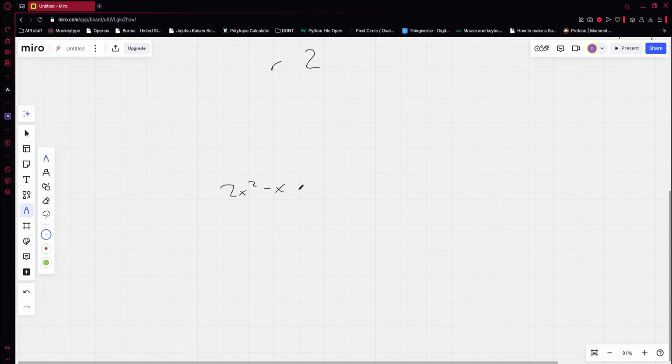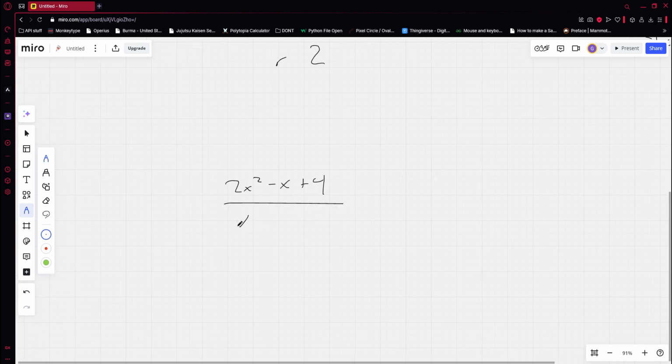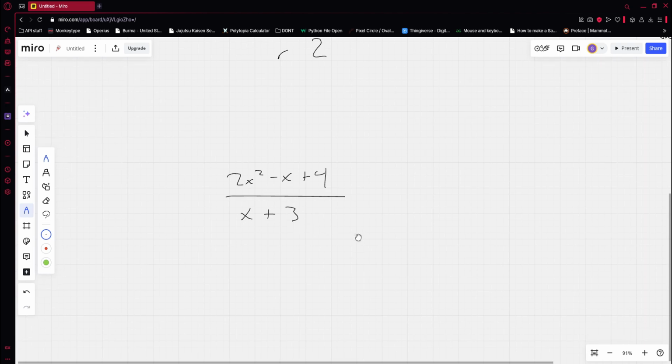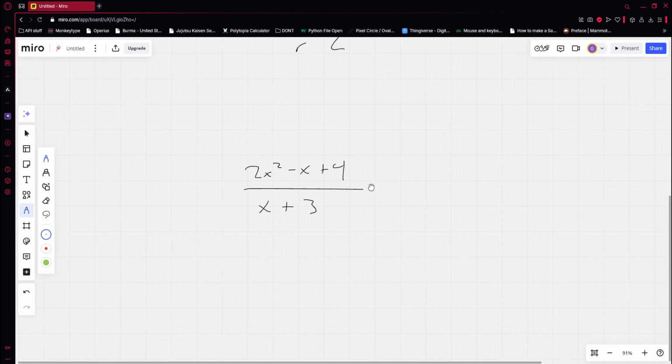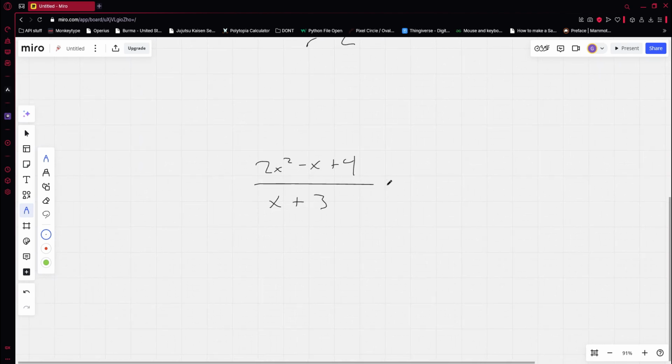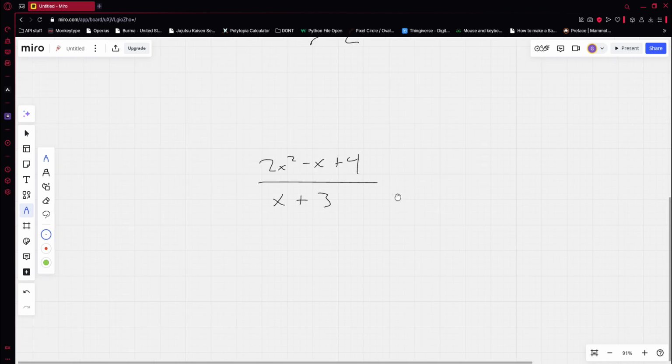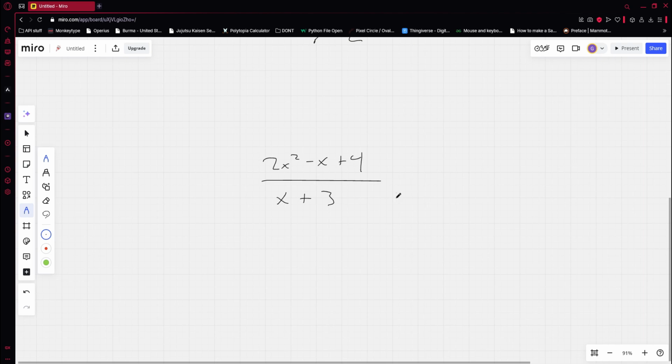minus x plus 4 over x plus 3, right? How do we do this faster? There has to be a better way, right? There is. But the condition is, it has to be dividing by a 0.